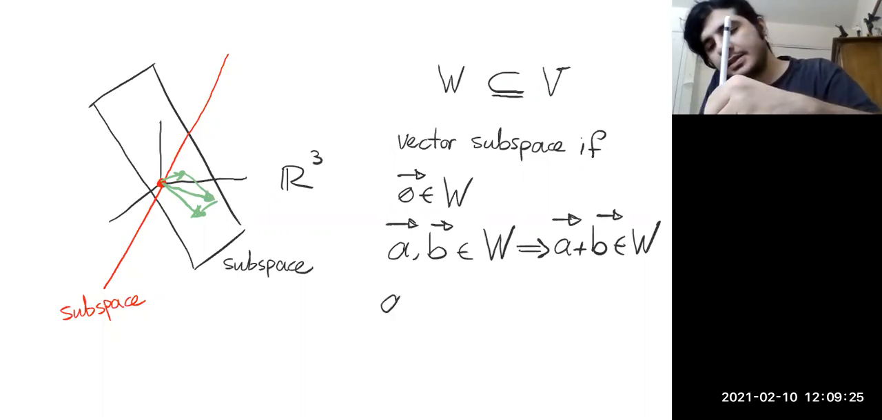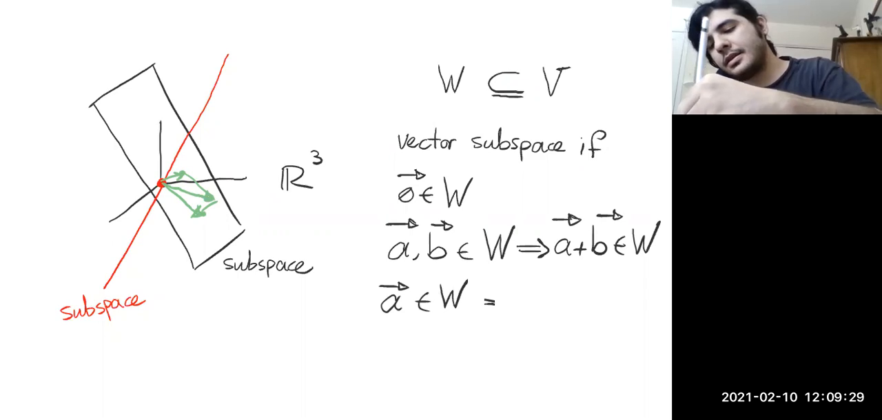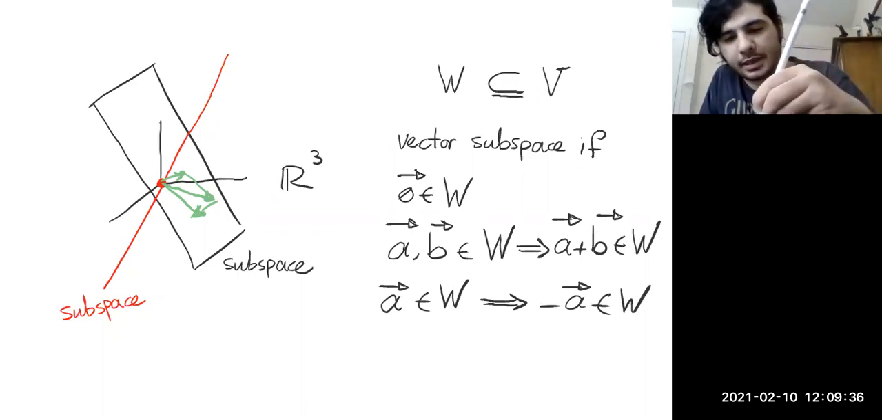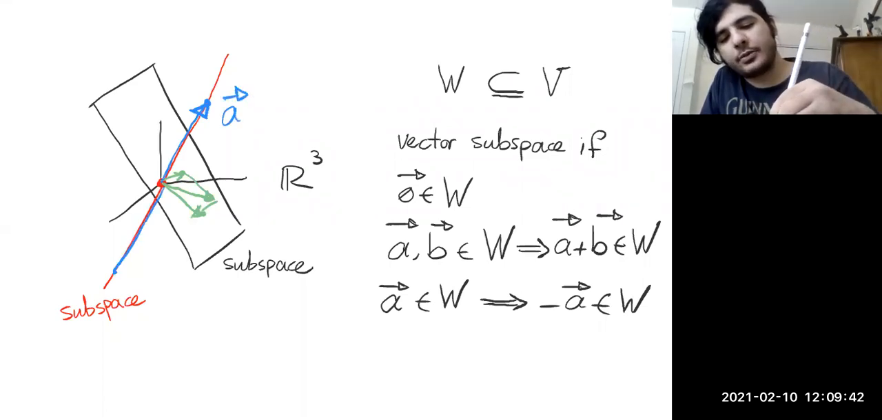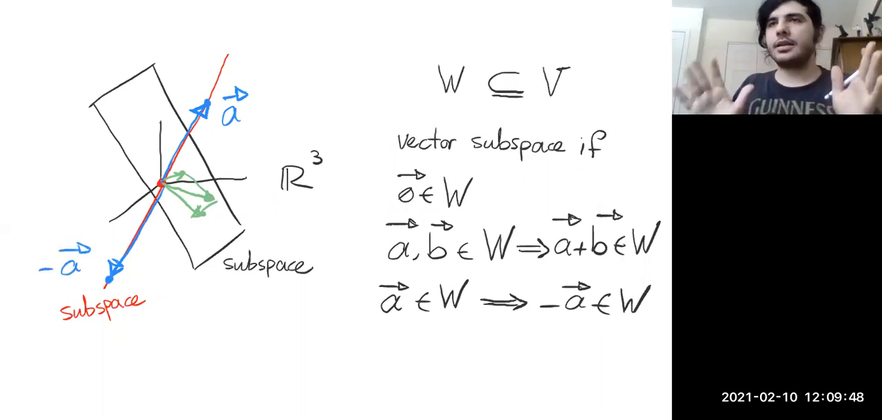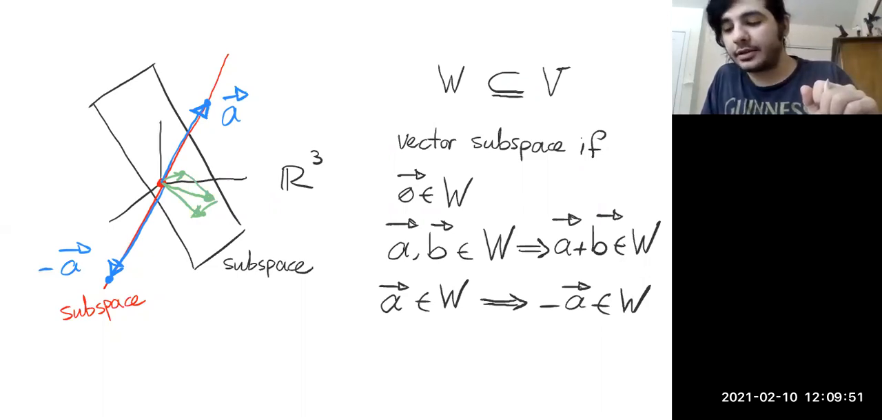And the third property is that if I take a vector inside this subspace, minus that vector should still be inside that subspace. So if, for example, I take an element A inside this line, minus A would still be inside this line. Okay, so this is the definition of a vector subspace. Let's look at some examples.